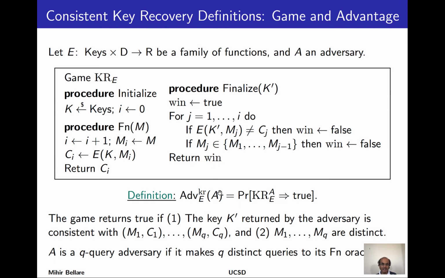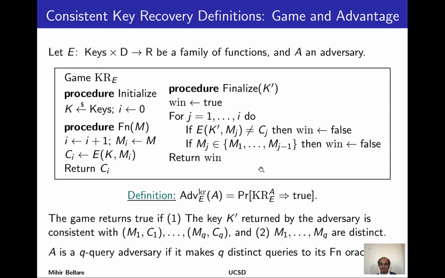More succinctly, the game returns true if the key provided by the adversary is consistent with this list M1C1 through MQCQ that was produced over here. Remember that this list is produced under the target key. It's not an arbitrary list. So you're saying we know that the key K is responsible for this list, but maybe some other key K prime might have produced it as well. And if so, by providing it, the adversary is still viewed as having won.